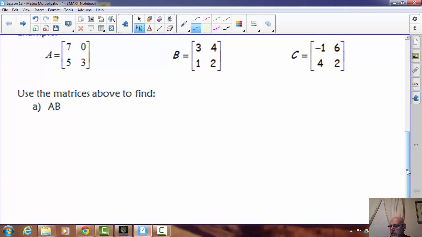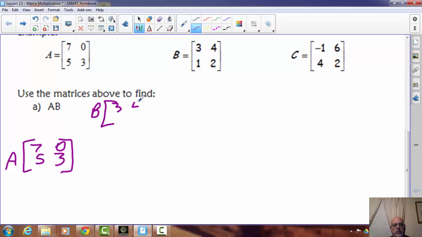So what you need to do is you have to write the first matrix down. So matrix A: 7, 0, 5, and 3. Okay. And we're going to multiply by matrix B. So I'll put the B up here: 3, 4, 1, and 2. So that's where we're starting. So A times B. Now these you need some extra space.